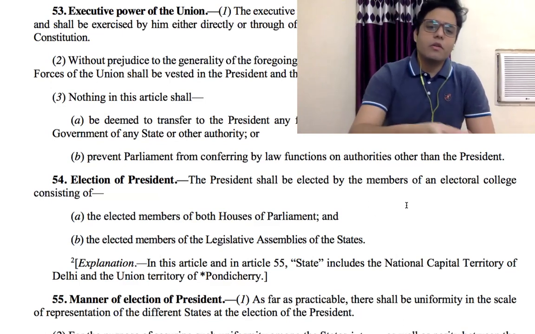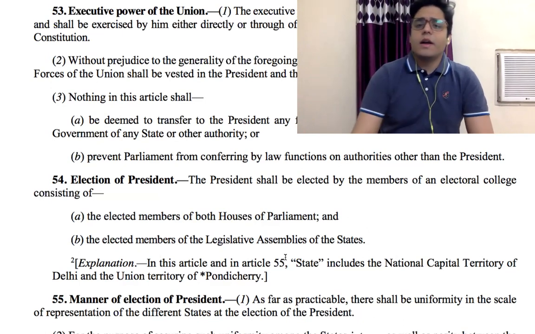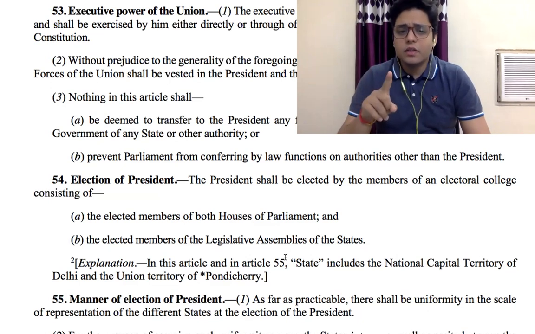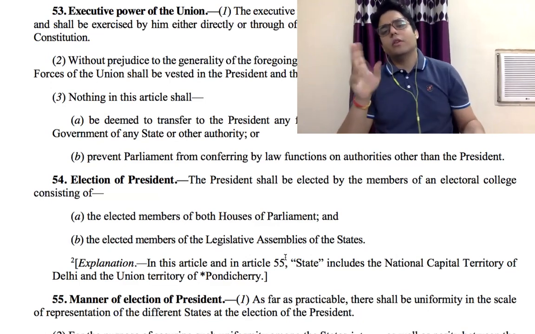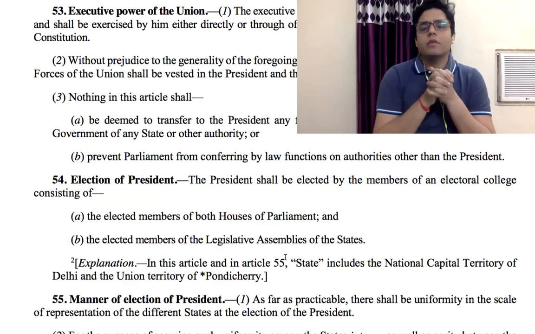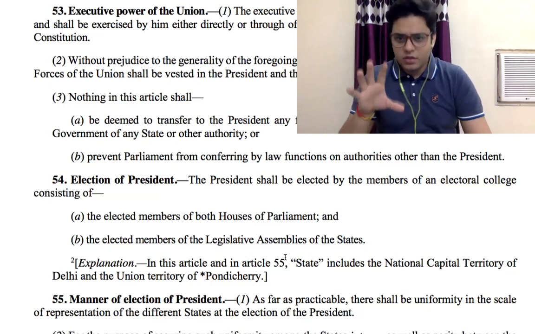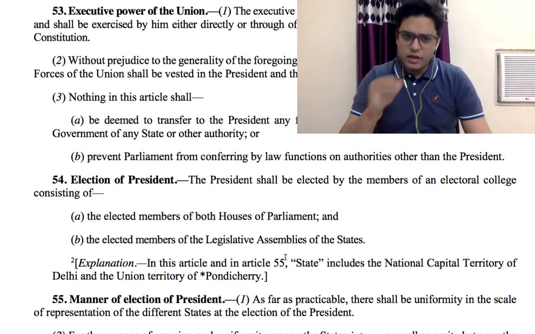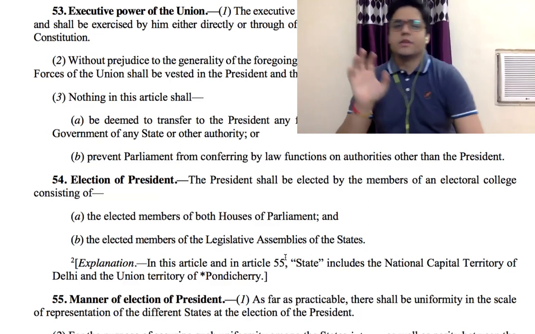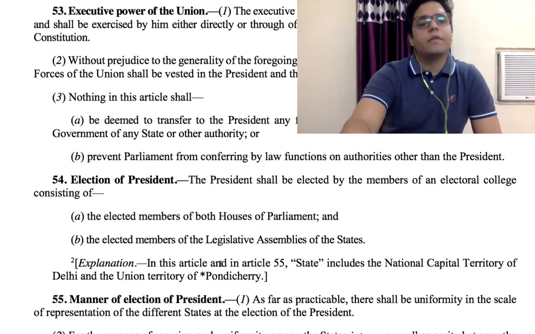So by way of this amendment, Explanation 2 was brought in, and as far as the National Capital Territory of Delhi and Puducherry are concerned, these two, though they are union territories, were deemed to be included within the definition of state. So what is the result of it? The members of the legislative assemblies of Delhi and Puducherry also have the right to vote in the presidential elections. This is regarding the election of president, Article 54.